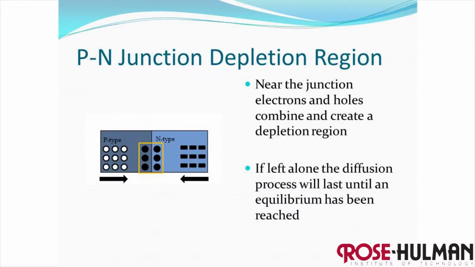As shown by the yellow border, the combined holes and electrons, the black circles, drift towards one another and combine in the region. This process will last until an equilibrium has been reached. This is often referred to as thermal equilibrium.